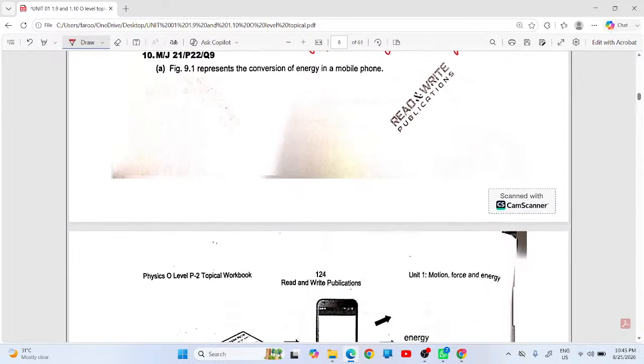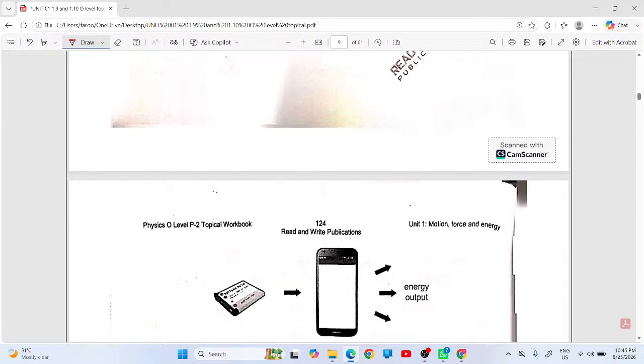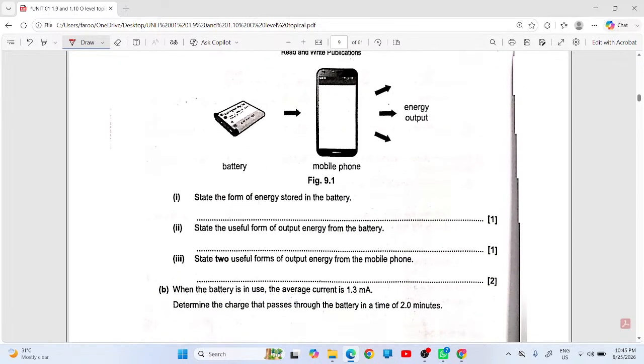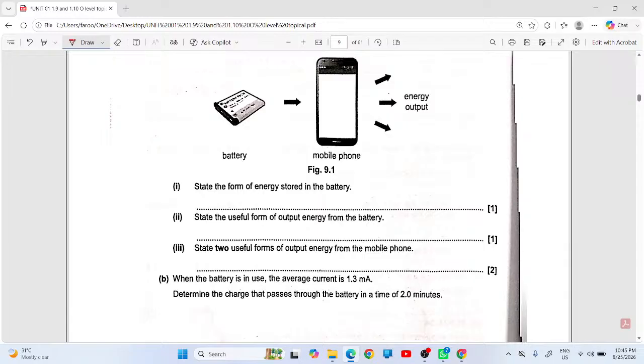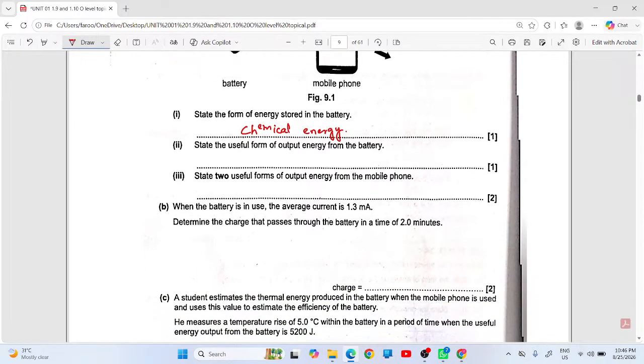Next, question number 10. Figure 9.1 represents the conversion of energy in a mobile phone. जी अब्दुल्ला पढ़े. State the form of energy stored in the battery. Chemical energy. Next is: state the useful form of output energy from the battery. Electrical is useful in mobile phone.